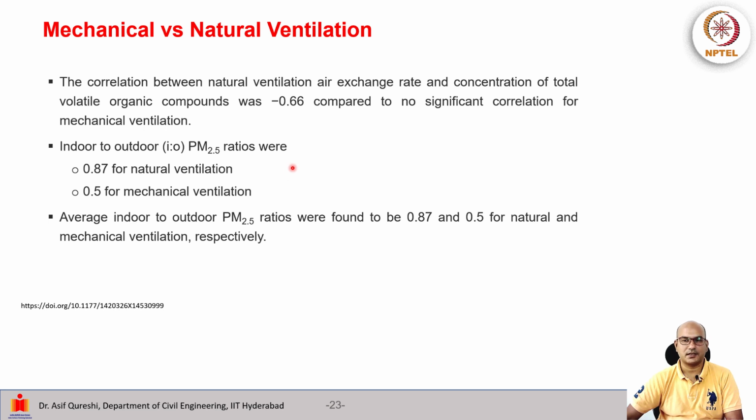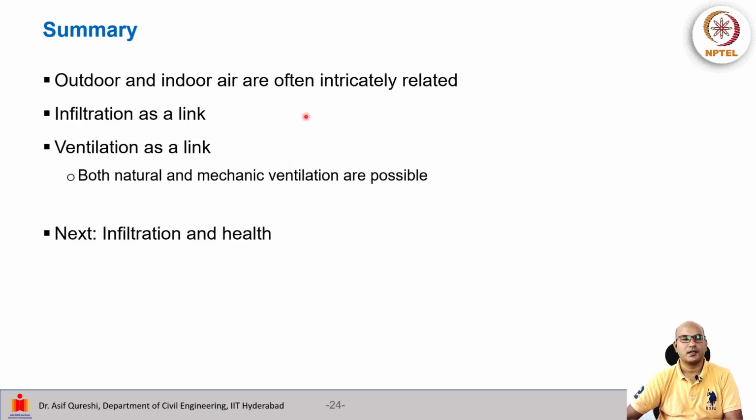Natural ventilation does help, but mechanical ventilation may itself also be useful. Sometimes one may work, sometimes the other may work. So in summary, we have covered here that indoor and outdoor air are often very closely related, and the link between outdoor and indoor could be infiltration, and the link could also be ventilation. Both natural and mechanical ventilation are possible, and in general they also help. Infiltration and ventilation, if the outdoor air is cleaner, will generally help lower indoor air pollution.